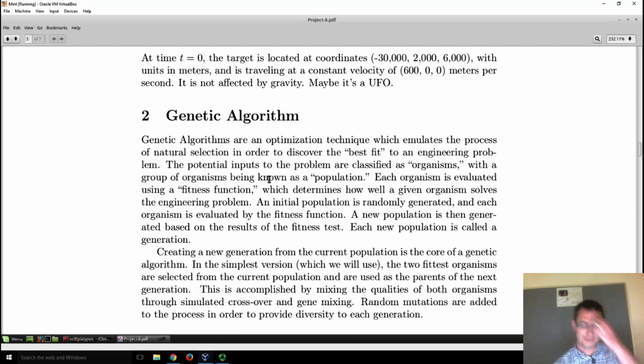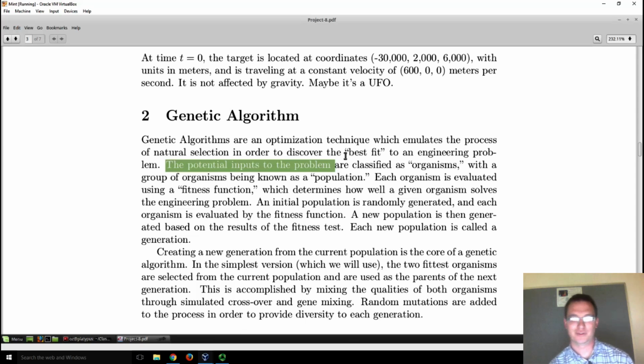Anyway, the basic idea of a genetic algorithm is it emulates the process of natural selection in order to discover the best fit to an engineering problem. Okay, so we have potential inputs to the problem, and in our case, the potential inputs are going to be directions that we're firing our missile. And we have an infinite number of these, and so we need some way to narrow it down, and that's the point of this genetic algorithm.